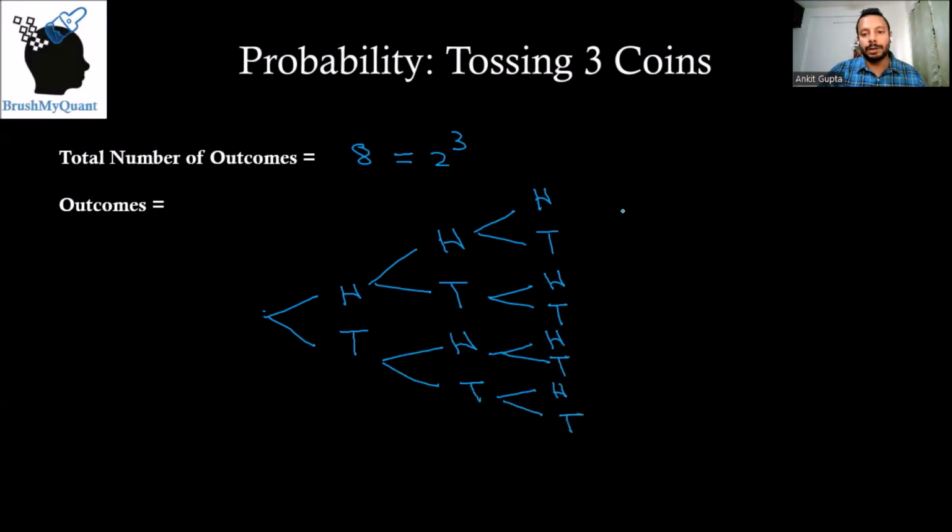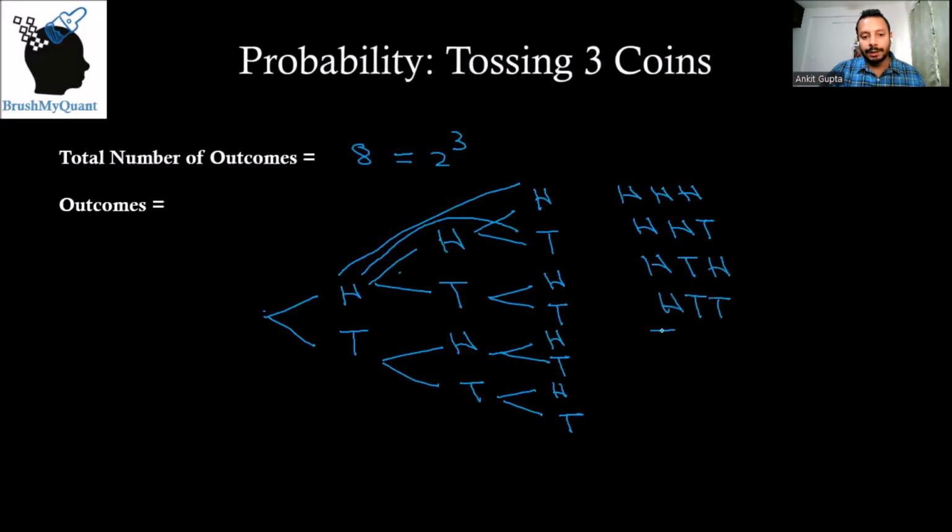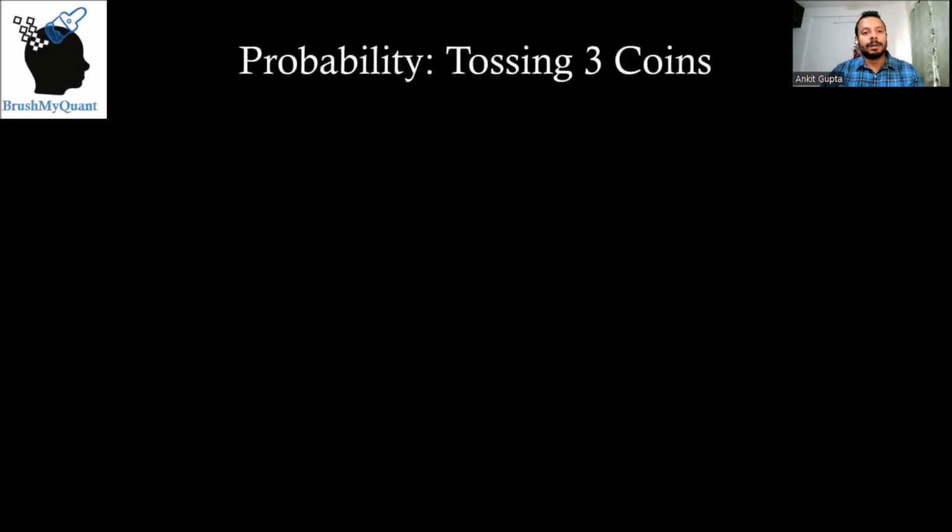So what are those 8 outcomes? You can get head, head, head when you read like this. You can get head, head, tail. You can get head, tail, head. You can get head, tail, tail. You can get tail, head, head. You can get tail, head, tail. You can get tail, tail, head, or you can get tail, tail, tail. So these are those 8 outcomes.